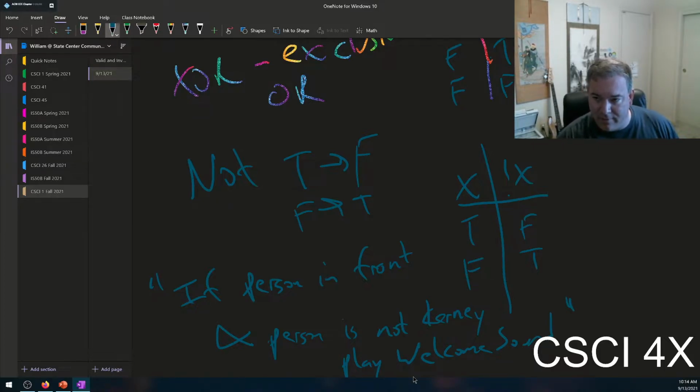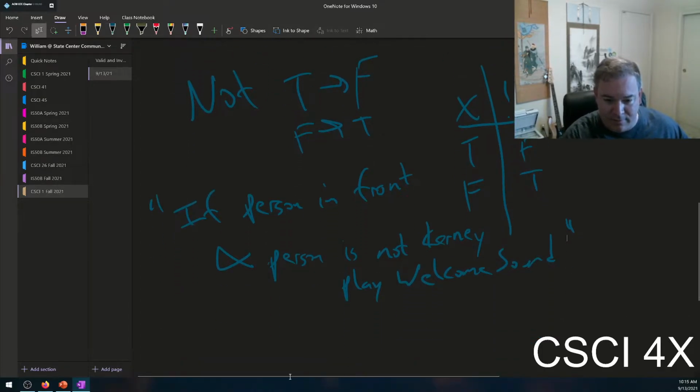Is this easier to read or not? Are you able to read this better? I've always found the rainbow colors to be festive and cheerful. But, okay. If a person in front and a person is not Kearney, then play the welcome sound. And so this is an example of a computer program.